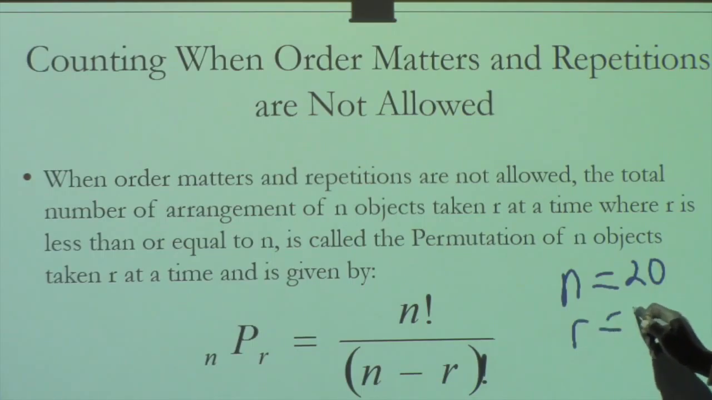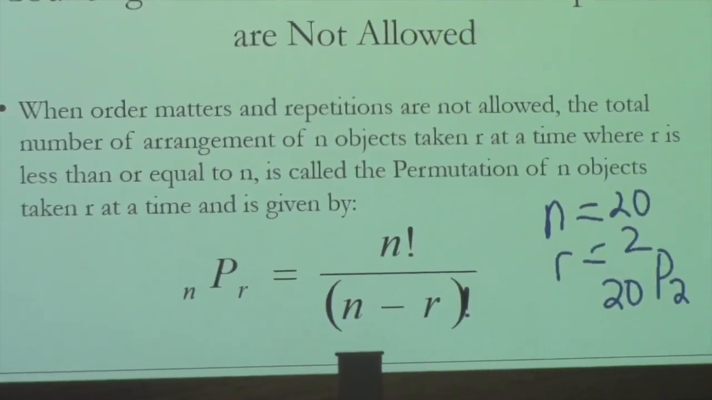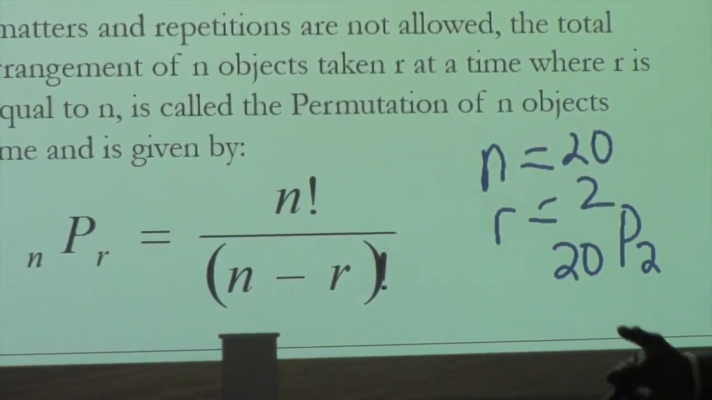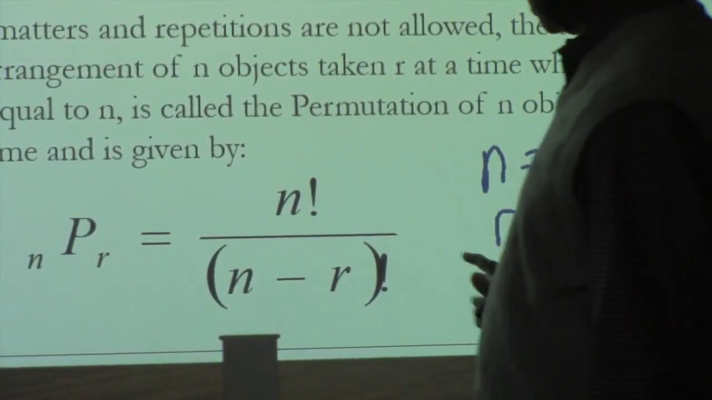So r is going to be what? 2. So I'm basically asking you to find the number of permutations of n objects taking 2 at a time. Now, order matters. It matters whether you are the president or the vice president. So in this case, order matters. We'll get into some problems.